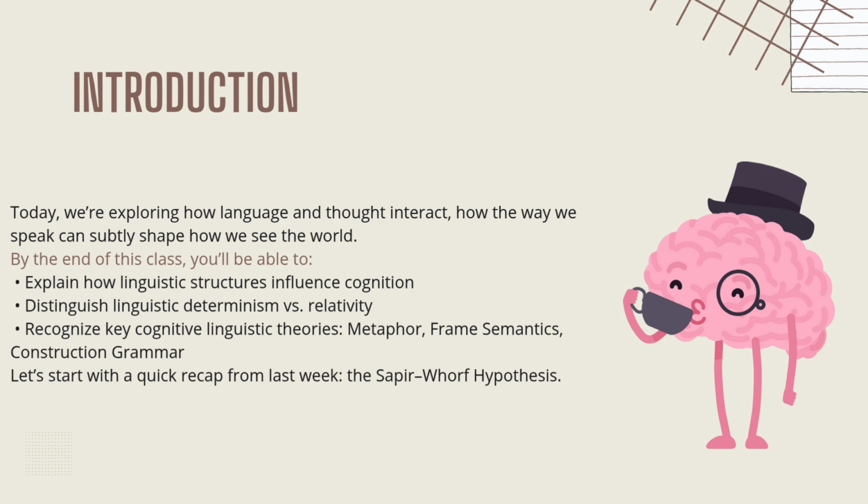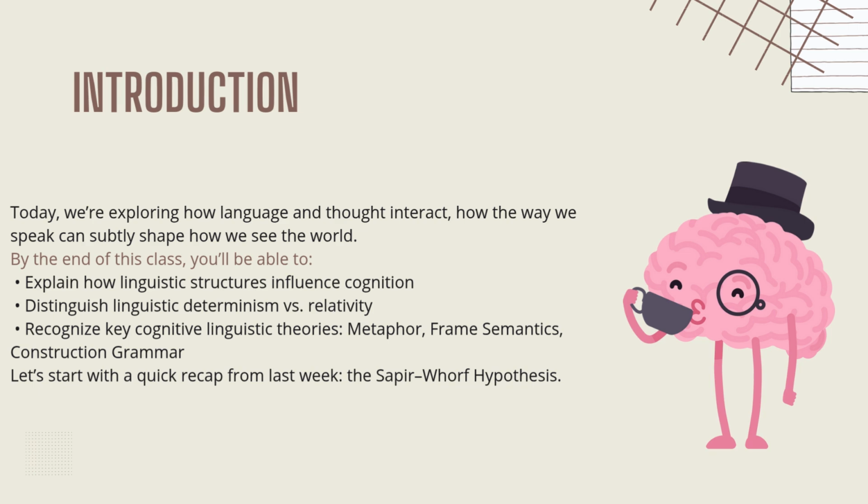Second, you will be able to distinguish between linguistic determinism, the strong idea that language controls thought, you remember this one, and linguistic relativity, which is the more accepted one, that language influences thought. Finally, you will be able to recognize three major theories that connect language to the mind: the conceptual metaphor theory, frame semantics, and construction grammar. So keep an open mind as we go. You might realize that even small things in your language, like how you describe time or color, are shaping how you experience reality.